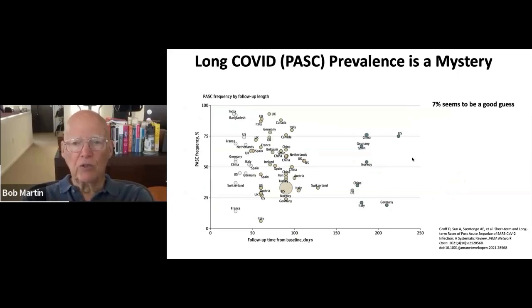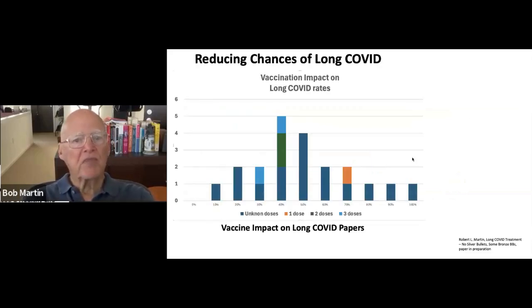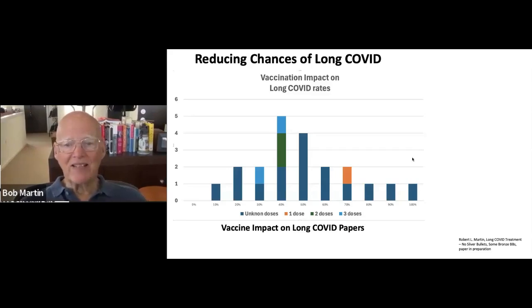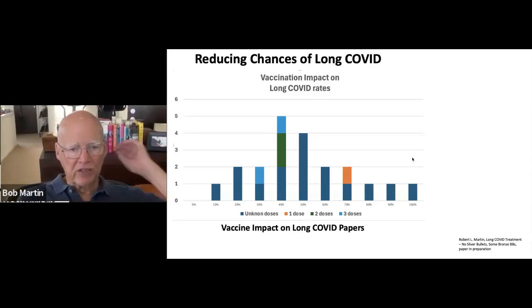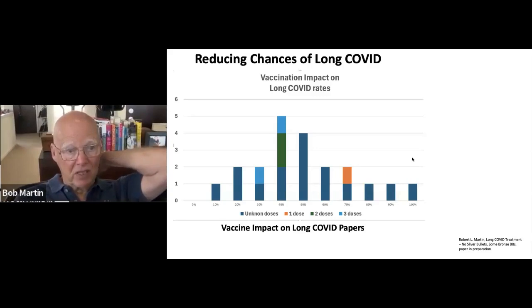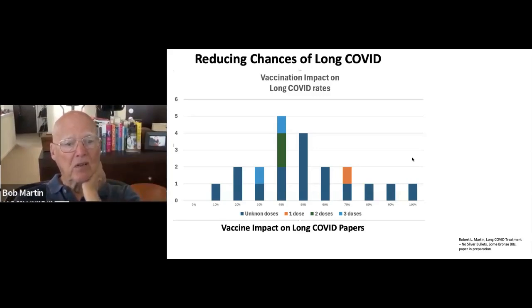Now, the things you can do to reduce the chances. The best is vaccination. But even that vaccination impact is unknown. These are the number of papers in the Mouse That Roared that address the impact of vaccination on reducing long COVID. Looks like about 50%, but you can see it's all over the place.